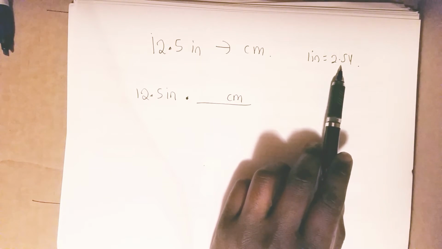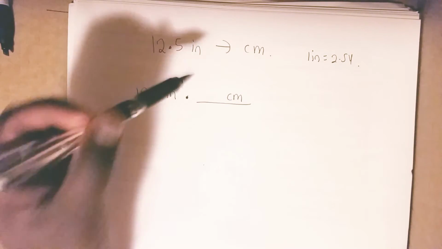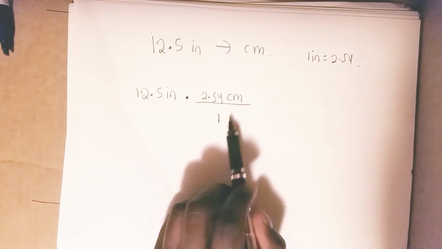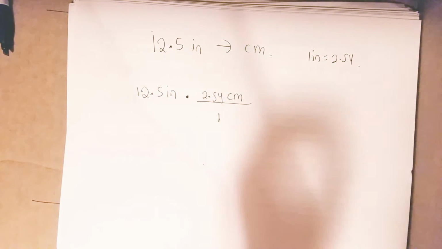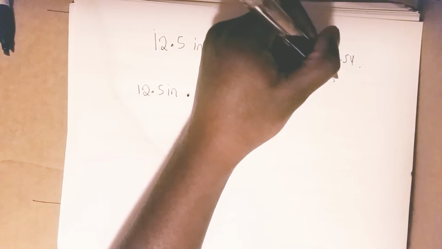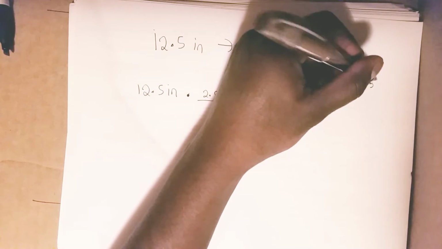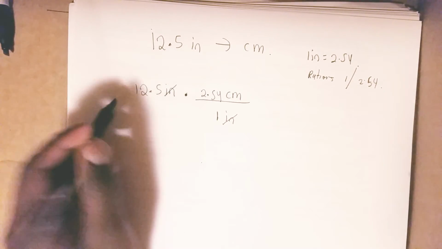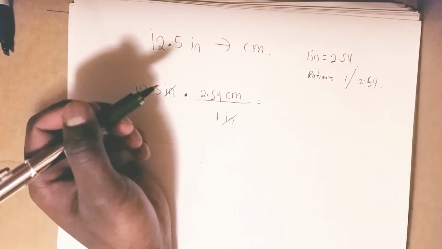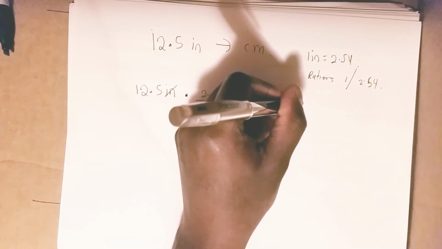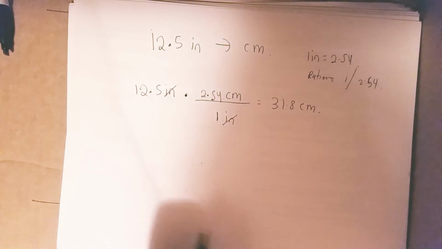2.54 centimeters is equal to 1 inch. So the conversion would be 2.54 over 1, because this is the one that's 1. 1 inch is 2.54 centimeters, so this is the conversion. You want to find centimeters, so centimeters go on top. So the ratio is 2.54 centimeters to 1 inch. Then the inches cancel, and you just multiply this out. 12.5 by this, and after you round off, you get 31.8 centimeters.